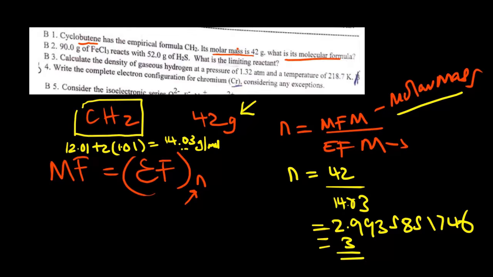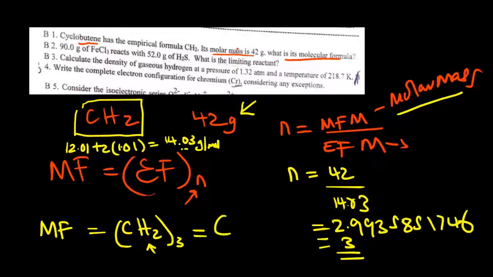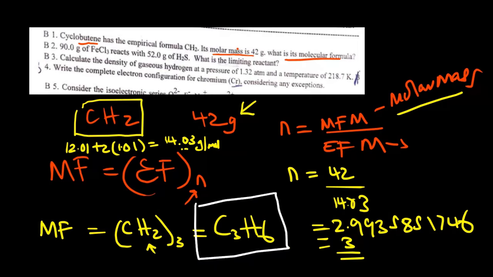Now to find the molecular formula, we say the molecular formula is equal to the empirical formula, which is CH2, multiplied by the factor, which is 3. When you multiply this empirical formula by 3, we get C3H6. So this will be our molecular formula. Any questions there?